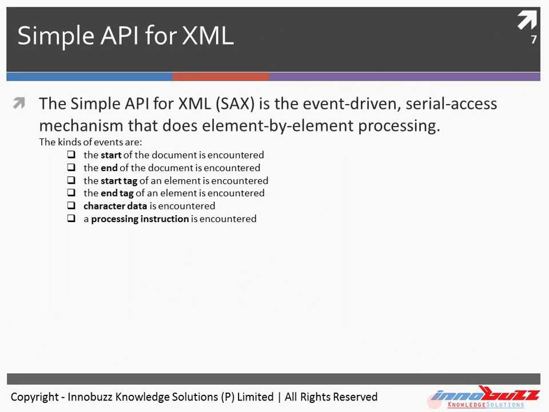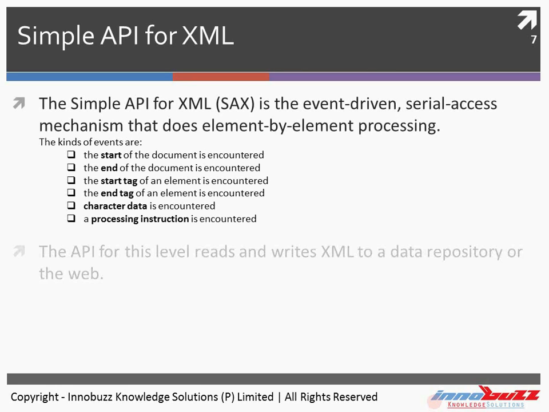The Simple API for XML is an event-driven serial access mechanism that does element by element processing of an XML. The kinds of events can be the start of the document when it is encountered, end of the document, start tag of an element, end tag of an element, character data when it is encountered, a processing instruction when it is encountered. So these are the elements which can be found in an XML document. These events will be used by the Simple API for XML for processing.